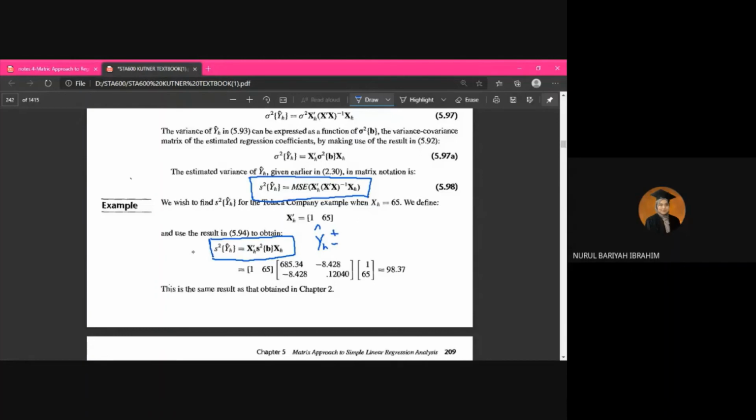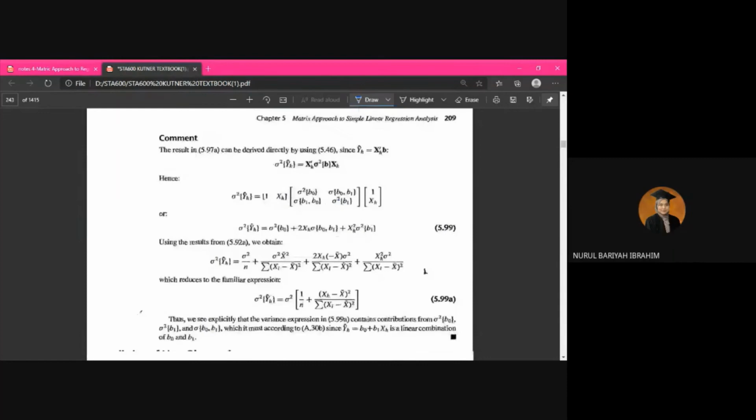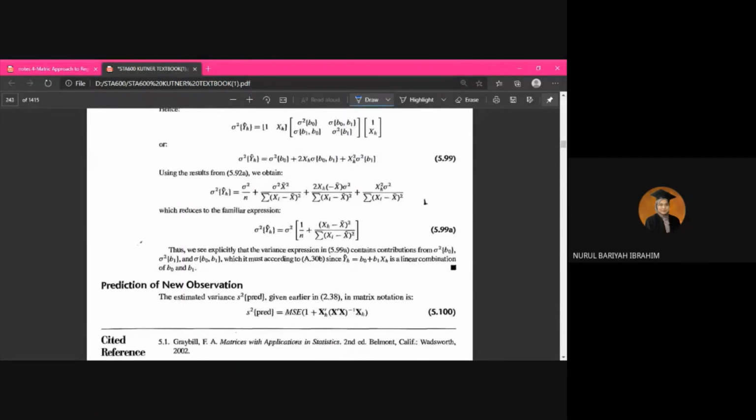Here we call back to get the confidence interval of the mean response. It is the standard deviation of Y hat. Okay, then interpret like usual.